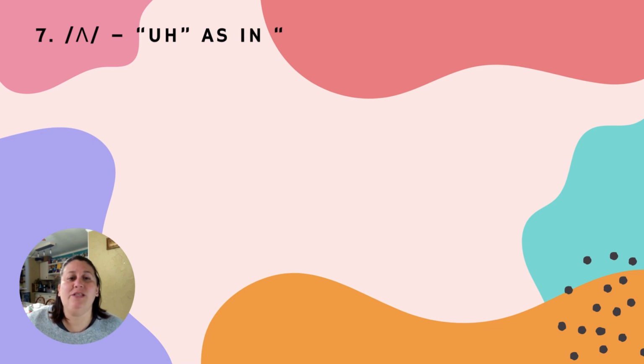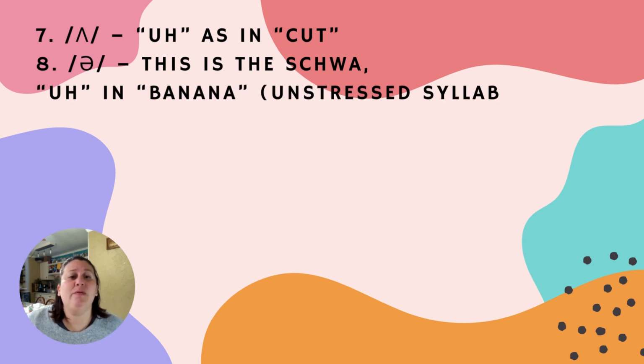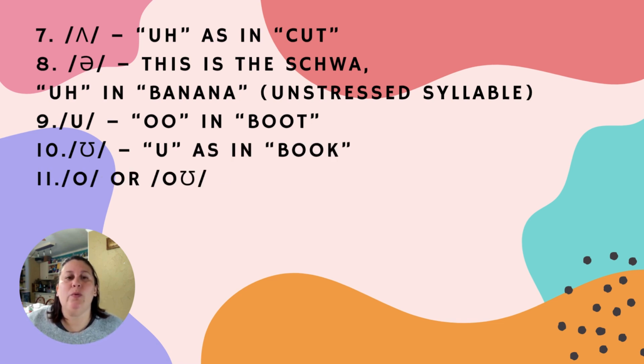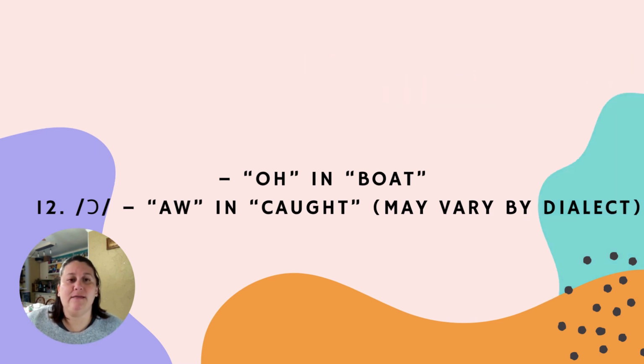We have our seventh one, which is the sound in cut. And then we have this one. This is the schwa sound symbol. This is the sound in banana. And then we have ooh, like boot. And then we have like book. And then we have the O sound in boat. And then we have the aw sound in caught.